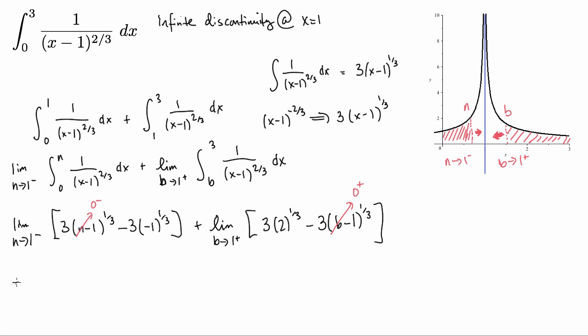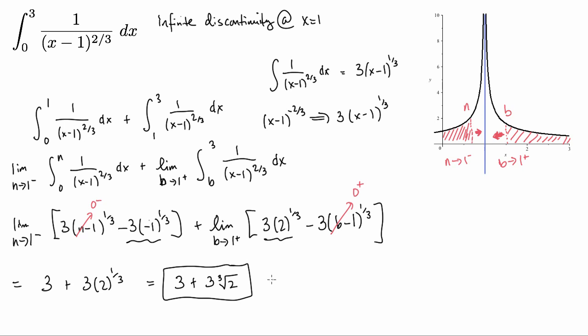All that's left are these two terms that did not have any of the limit. This term is the cube root of negative 1, which is negative 1, times the negative 3. So we're going to get positive 3 from that term, plus 3 times 2 to the 1/3. And so our final answer is 3 plus 3 times the cube root of 2. And so because we actually got a value here, remember this means that the integral converges. So this is a convergent integral.